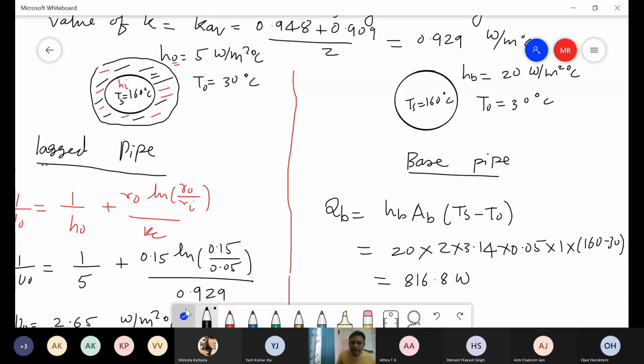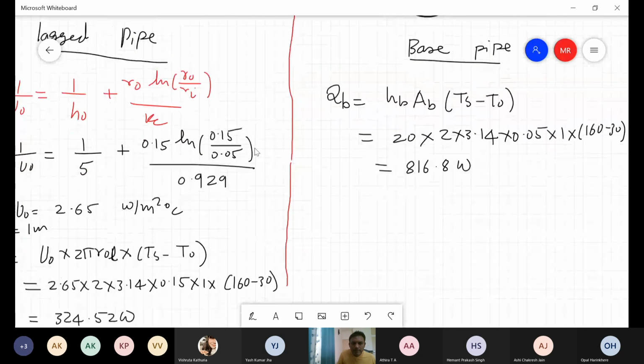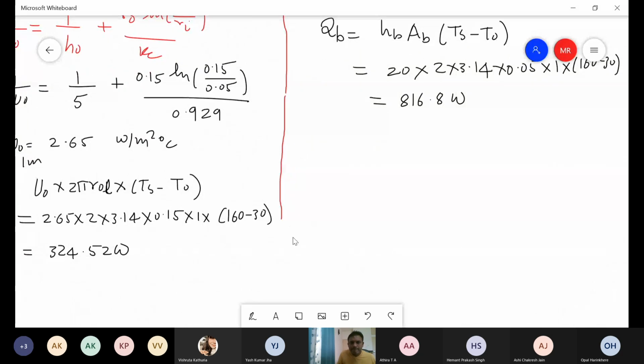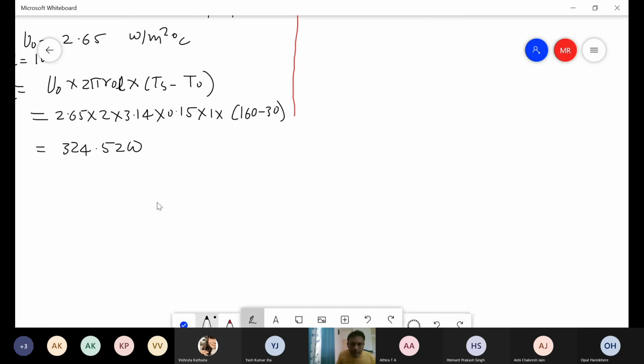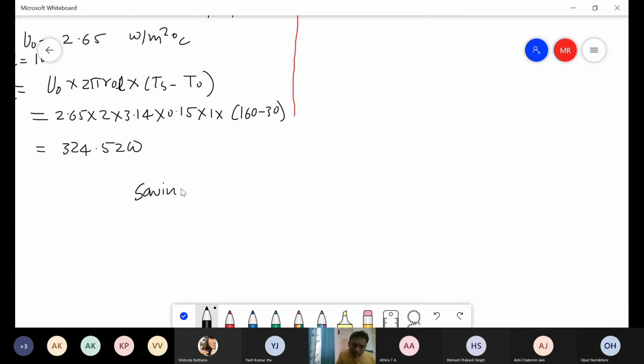just check whether this is correct. Are you all getting the same? Yes, sir. Yes, sir. Now the difference of these two, so saving in heat loss. Okay. Saving in heat loss will be what?